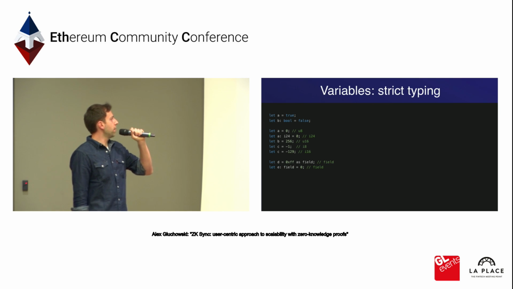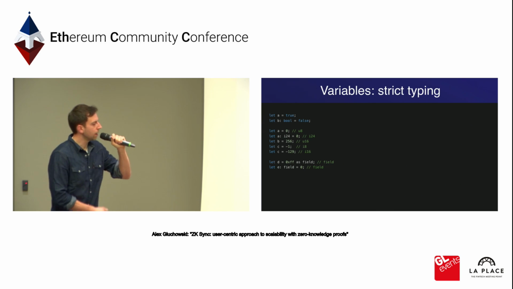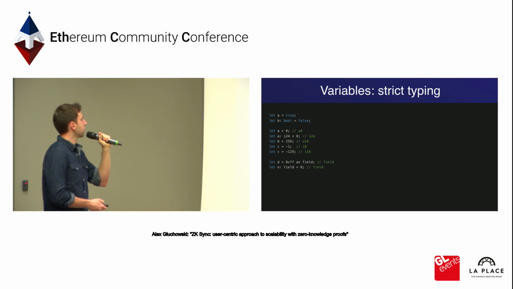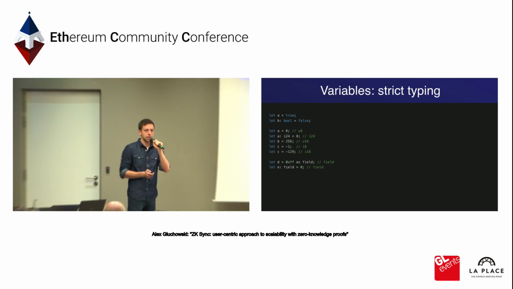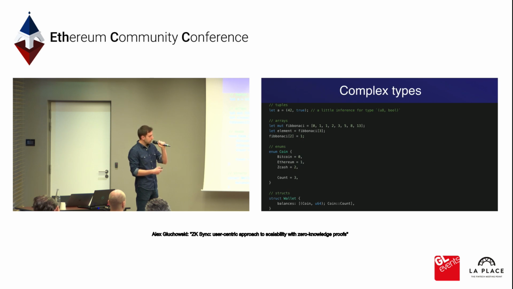Okay, we have variables. Zinc adheres to strict typing. So we have a type-safe language with every type only assignable to another variable of the same type. And it's easy to define them. We have some simple type inference. We support booleans, integers, field elements. By the way, both signed and unsigned integers natively, which is not the case for many zero-knowledge proof frameworks. We have some complex types, such as tuples, arrays, enums, structs.